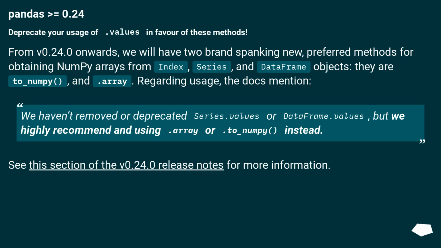Regarding usage, the docs mention: we haven't removed or deprecated Series.values or DataFrame.values, but we highly recommend using .array or .to_numpy instead. See this section of the v0.24.0 release notes for more information.